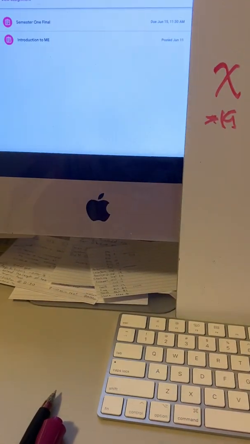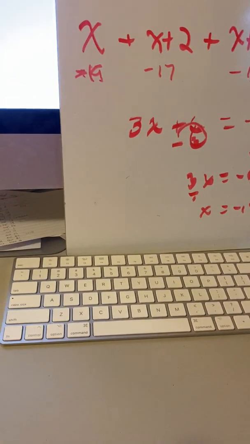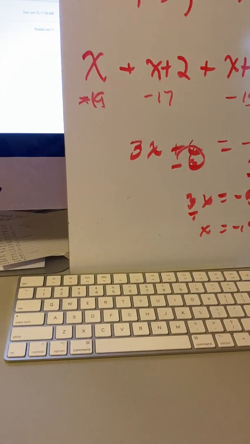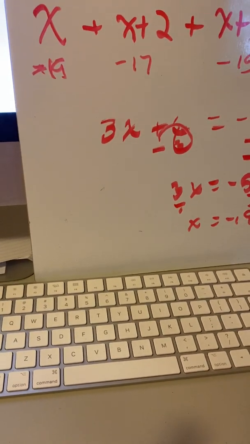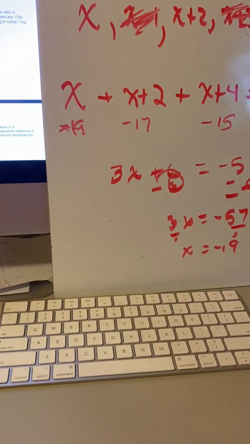Hold on, let me get back to it. All right, number 9. Number 9, a town is considering whether to put in curbs.